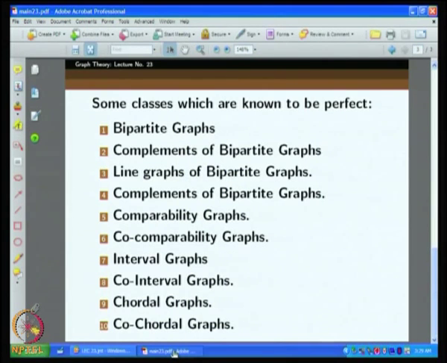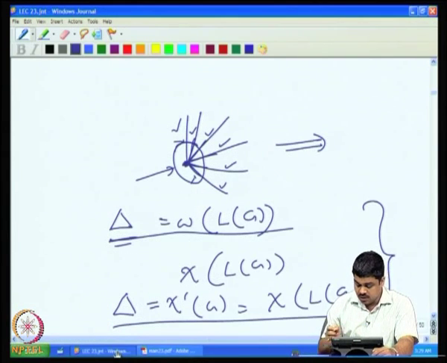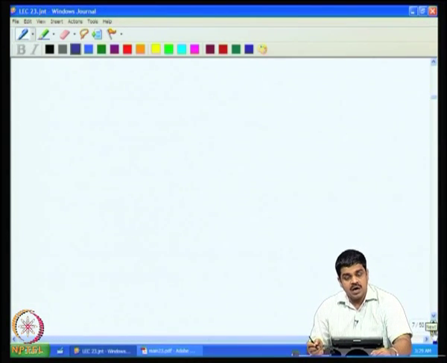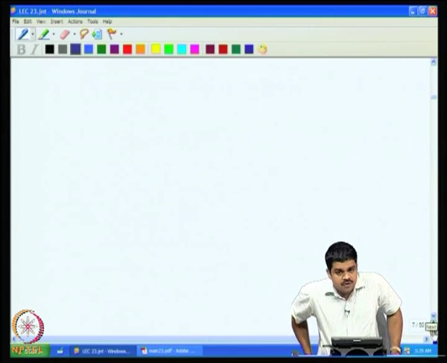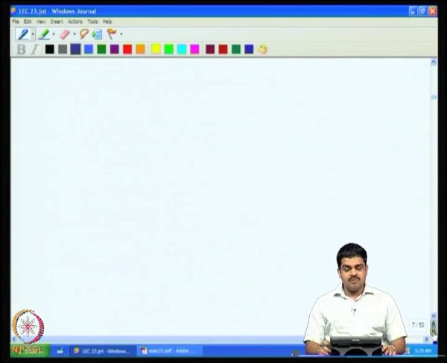Now, again we look at the complement. Here I made a mistake: complements of the line graphs of bipartite graphs. Are they also perfect? As usual, we can again argue that for induced subgraphs you need not worry, because induced subgraphs themselves will be the complement of the line graph of some bipartite graph. So, we will just show that if a graph is the complement of the line graph of a bipartite graph, then it will satisfy the chromatic number equal to clique number equality.